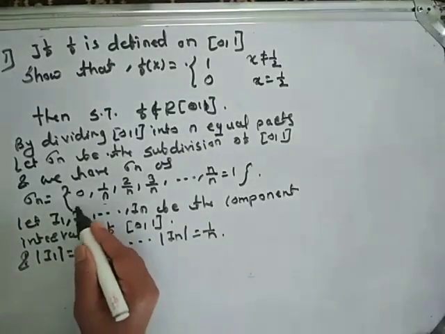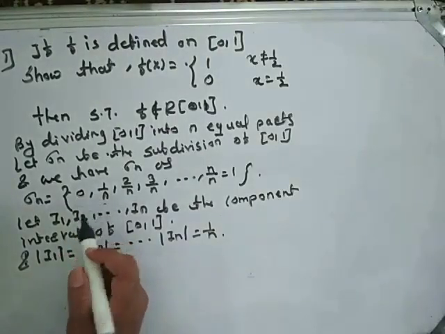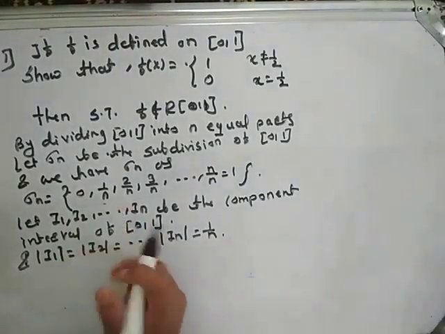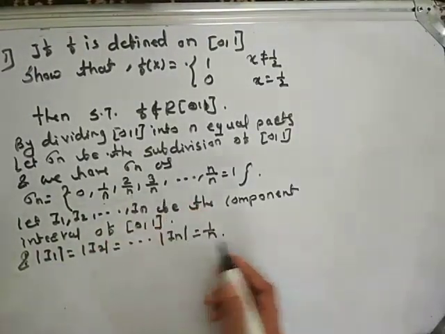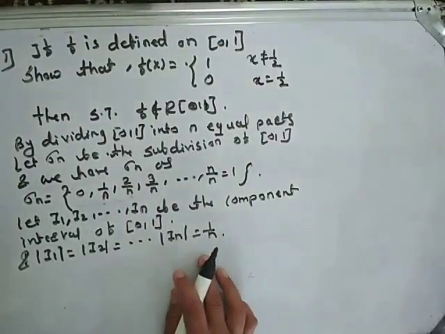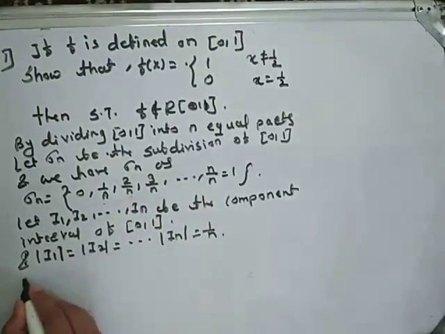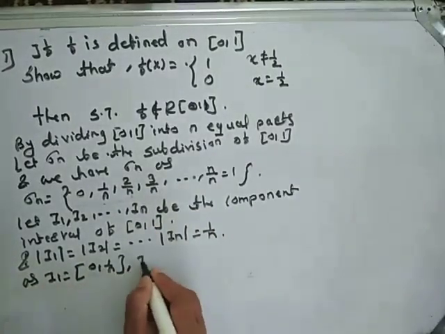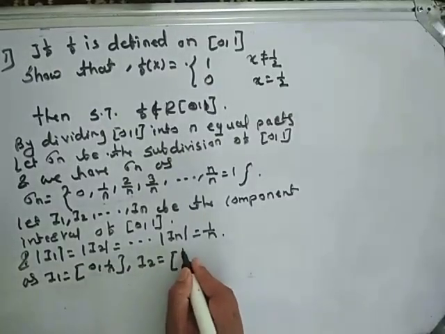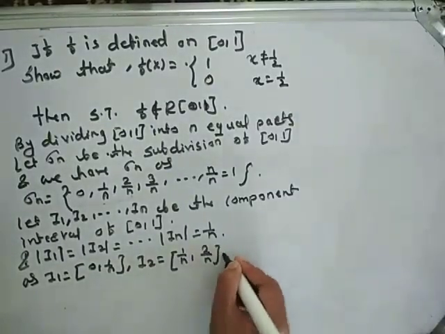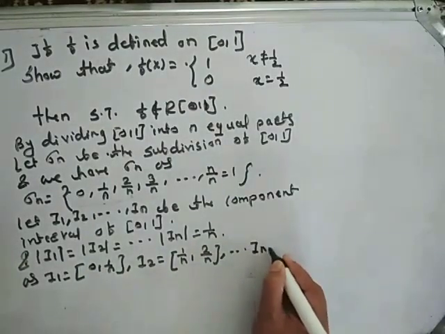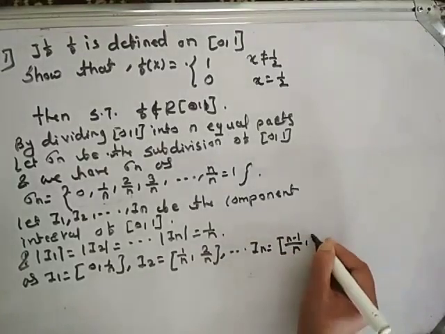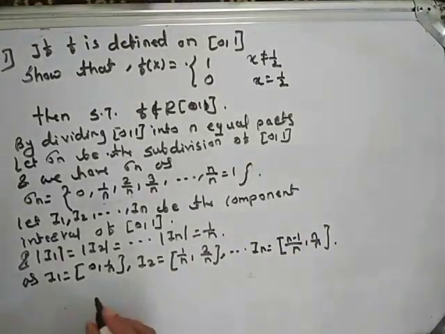See here, I1 is the interval [0, 1/n], so length of I1 is 1/n. Similarly, length of I2 is 1/n, and so on up to length of In is 1/n, as I1 is closed interval [0, 1/n], I2 is closed interval [1/n, 2/n], and so on up to In is closed interval [(n-1)/n, n/n]. Okay.